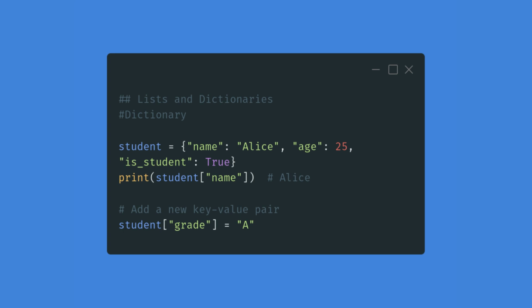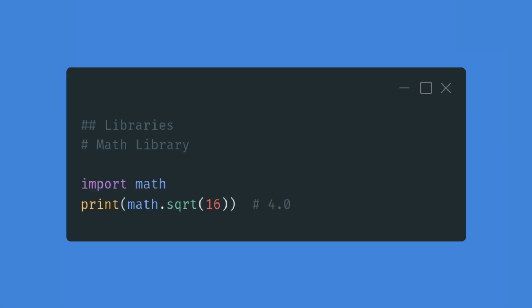Now, let's look at dictionaries. Dictionaries store data in key-value pairs, making it easy to organize and retrieve information. Python has a vast ecosystem of libraries. For example, you can use the math library to perform complex calculations.